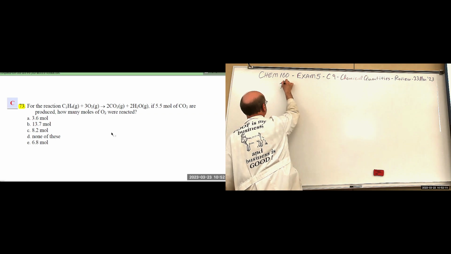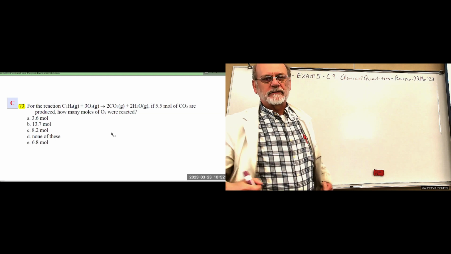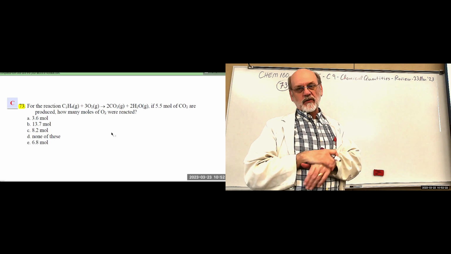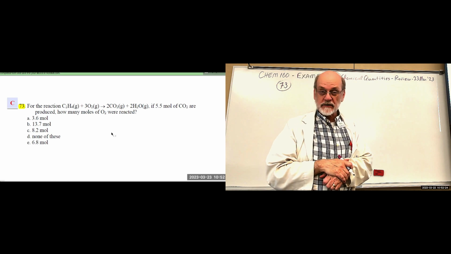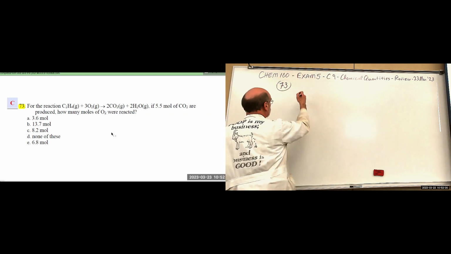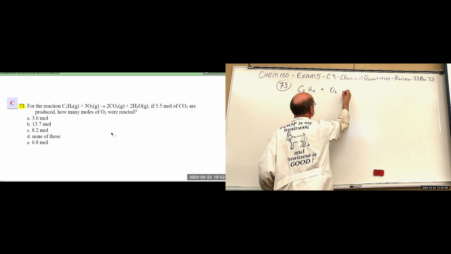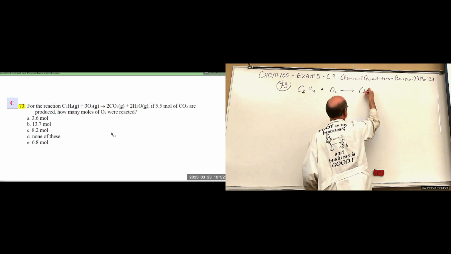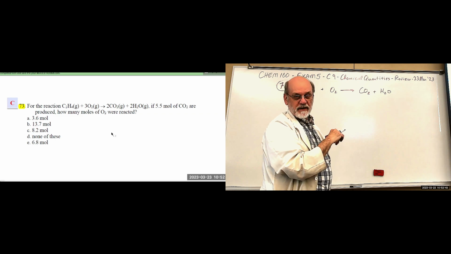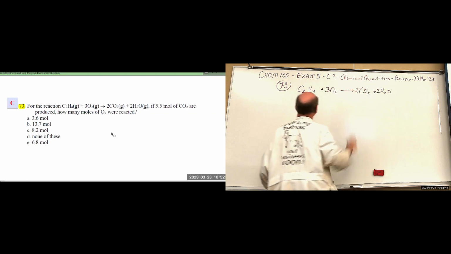All right, for this reaction, C2H4, which is ethene. You don't know that, and you don't need to know that. Plus oxygen, which is a combustion reaction, yields carbon dioxide and water. So let's put that one up here. C2H4 plus oxygen yields CO2 plus water. Did they balance it for us? Yep. 3, 2, 2.